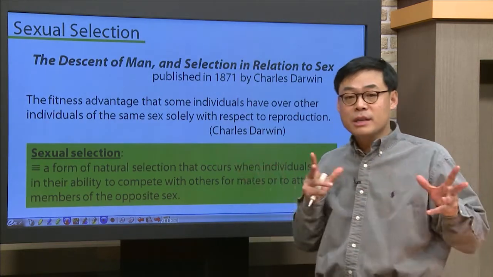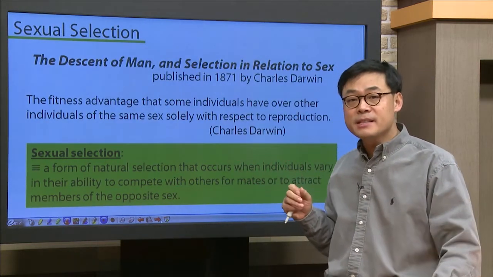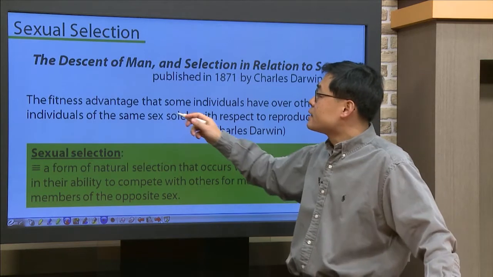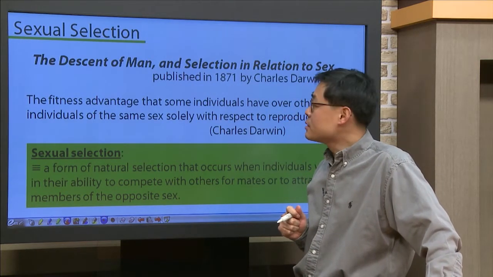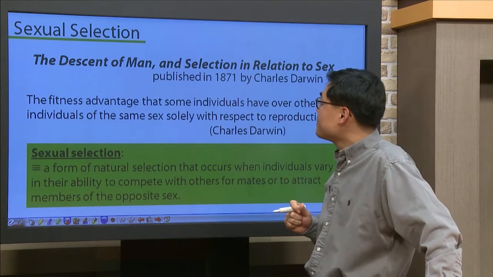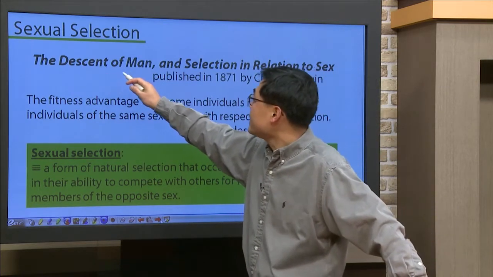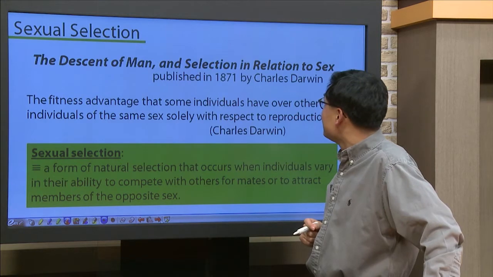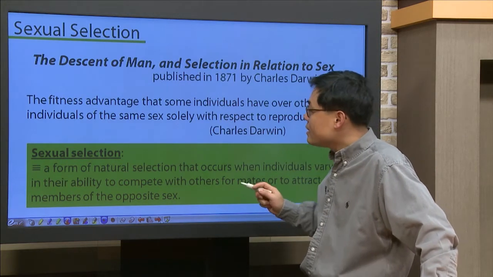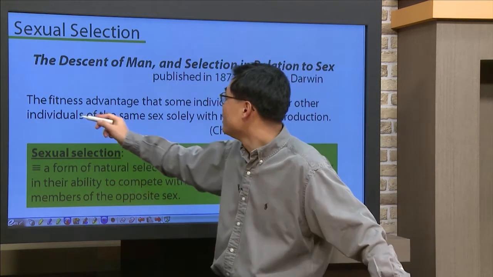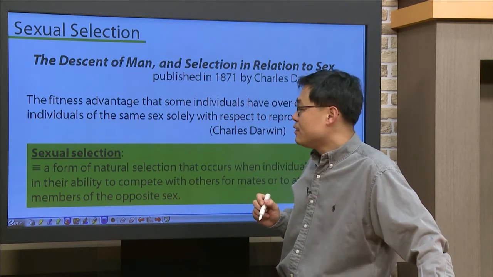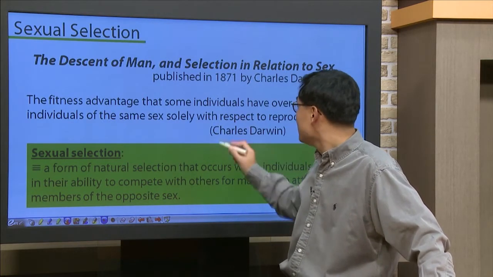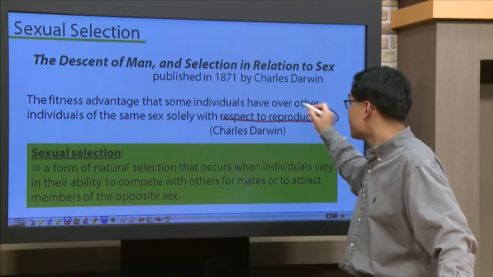So why these differences between males and females? This is explained by sexual selection, originally proposed by Charles Darwin himself in his book The Descent of Man and Selection in Relation to Sex. And he explained sexual selection this way: the fitness advantage that some individuals have over other individuals of the same sex solely with respect to reproduction.